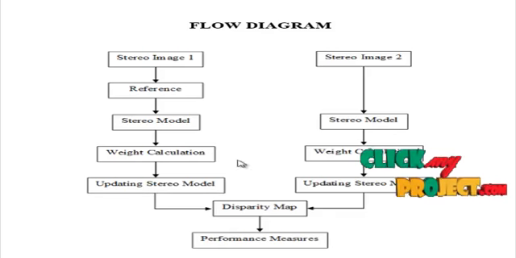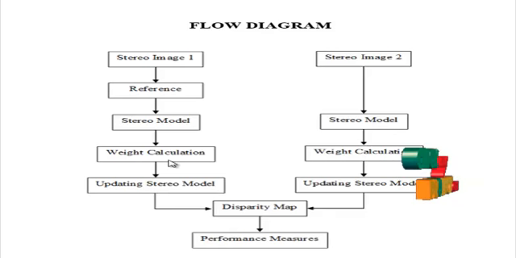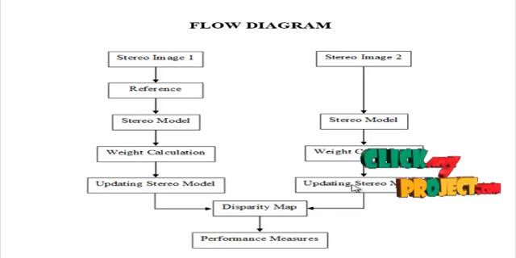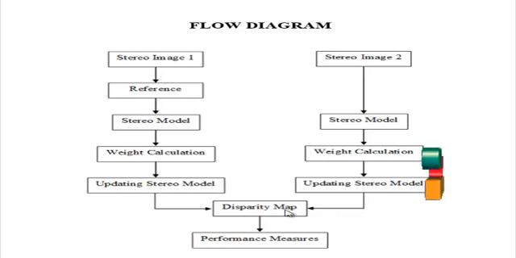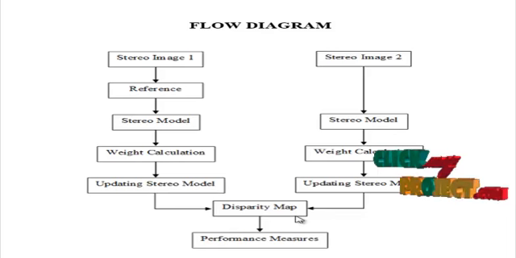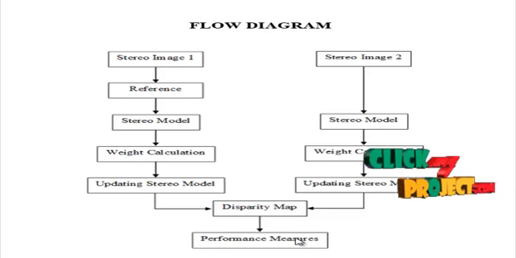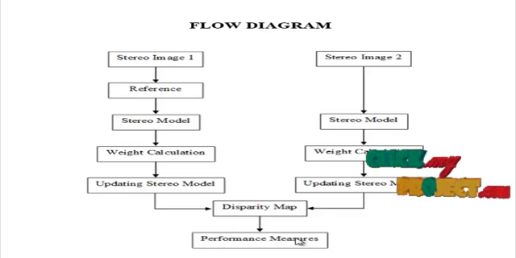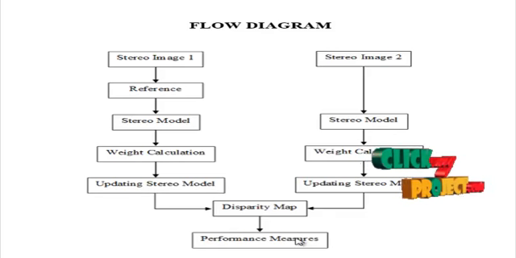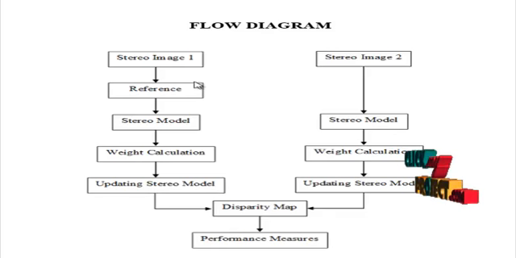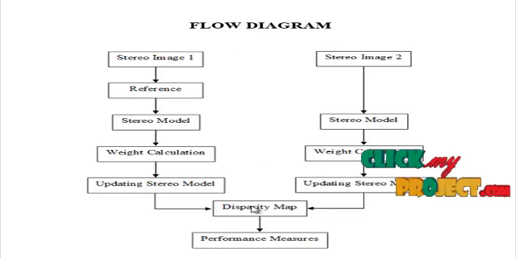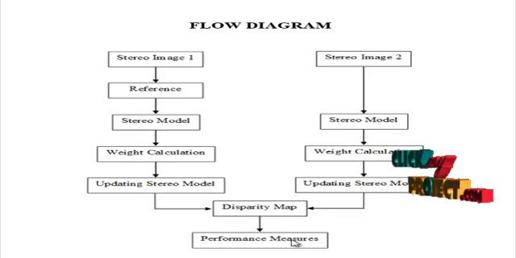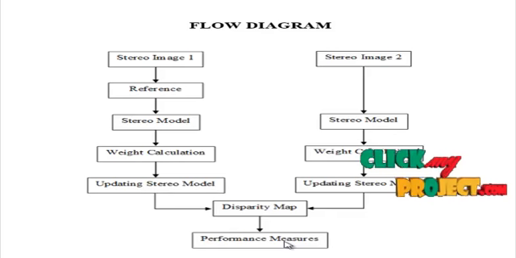The weightage calculation is then done. Based on the weightage calculation, the stereo model obtained is then updated. The updated stereo models were then combined in order to produce the disparity map. Finally, the performance of the process is measured based on the bad pixel error measures. So, this is the overall process of the proposed methodology. From the stereo images, the disparity maps were obtained, and finally the performance is measured.